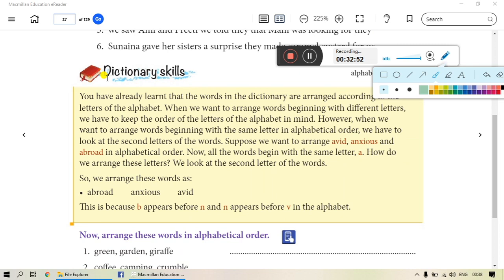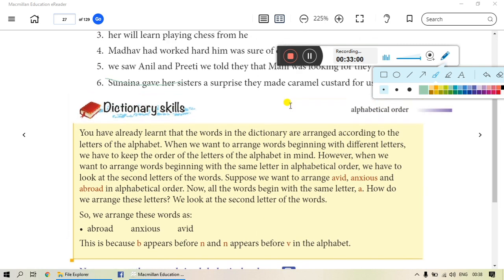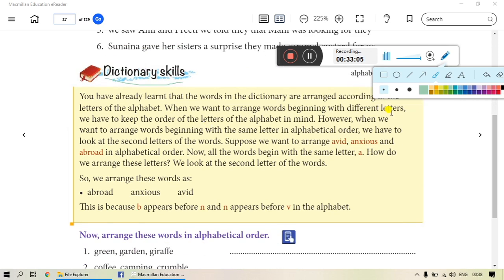And now we are left with dictionary skill. Let's see what's here. We've already learned that the words in the dictionary are arranged according to the letters of the alphabet. When we want to arrange words beginning with different letters, we have to keep the order of the letters of the alphabet in mind. However, when we want to arrange words beginning with the same letter in alphabetical order, we have to look at the second letter of the word. Suppose you want to arrange avid, anxious and abroad in alphabetical order. Now all the words begin with the same letter A. How do we arrange these words? We look at the second letter of the word.